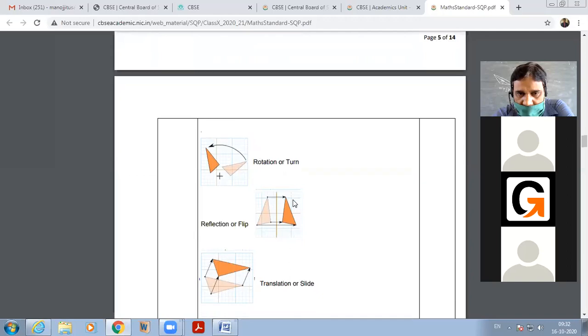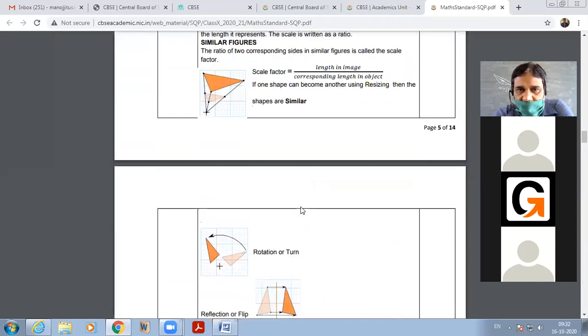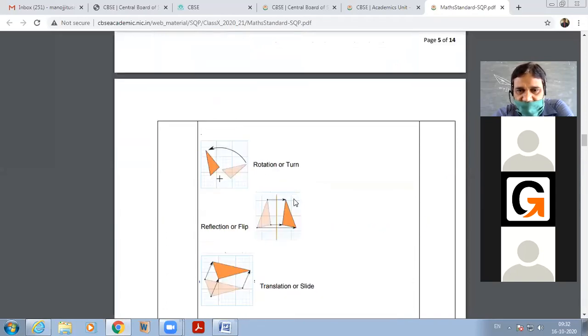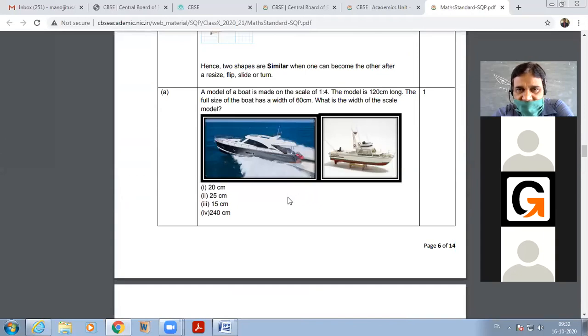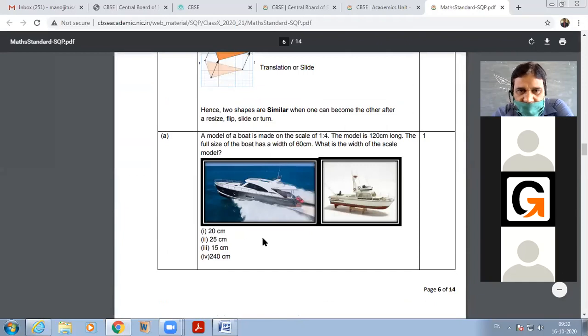Rotation or turn, its reflection, and its translation. In a slide, a reflection and rotation, all these are given, and it is asked, hence two shapes are similar when one can become the other after resize, flip, slide, or turn. So based on this, this is just a concept. Now the question comes.